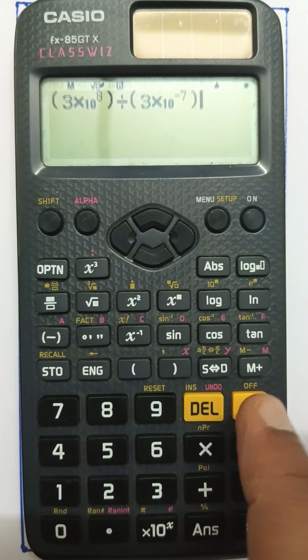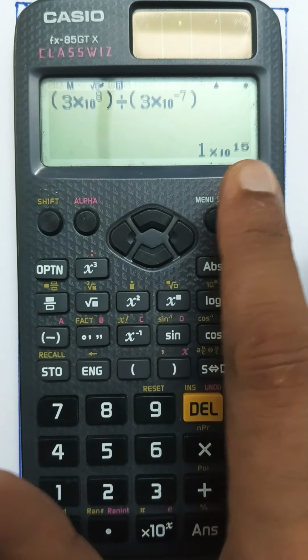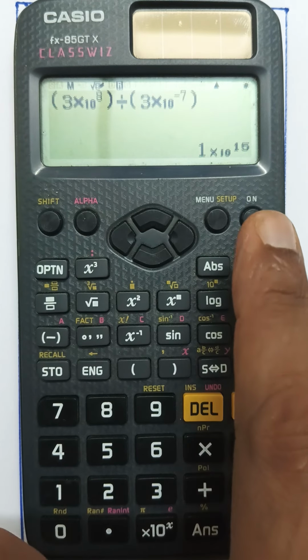Now press the bracket, now press the equal sign, so you will get the answer 1 times 10 to the power 15. So this is a correct answer to validate.